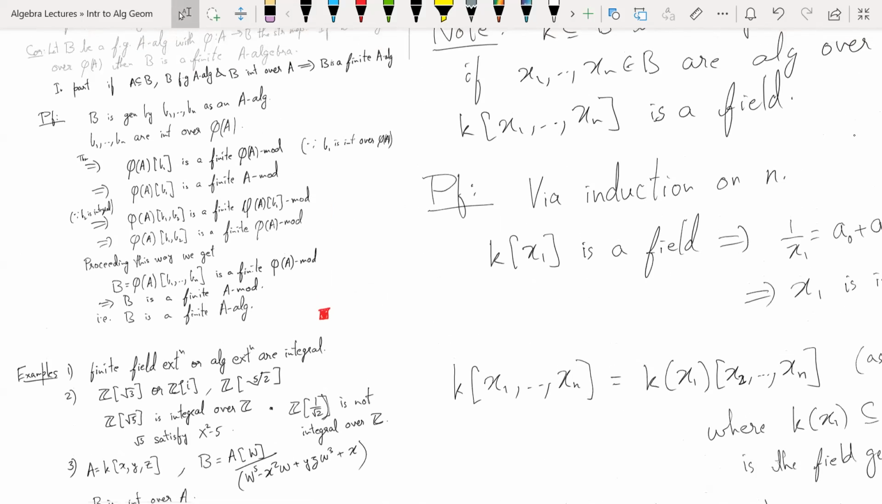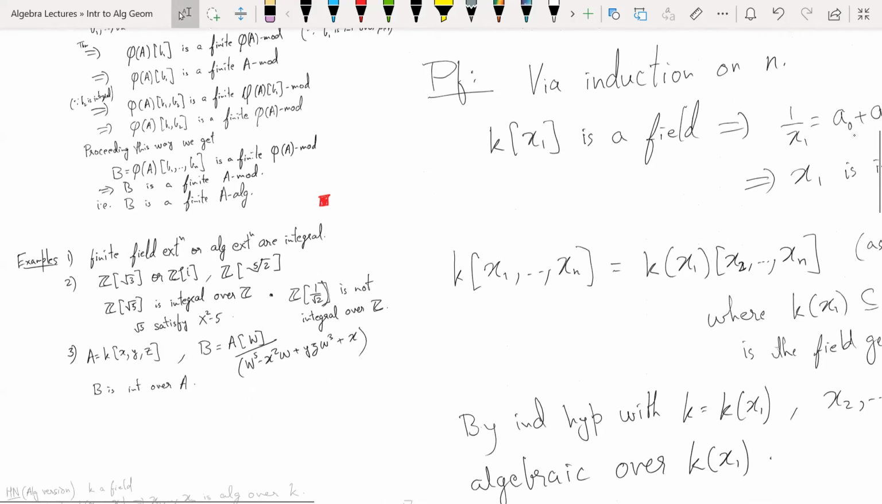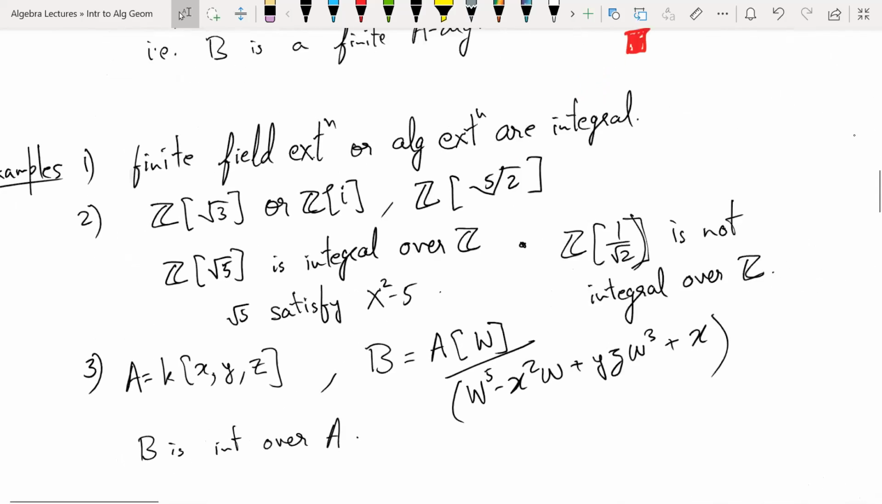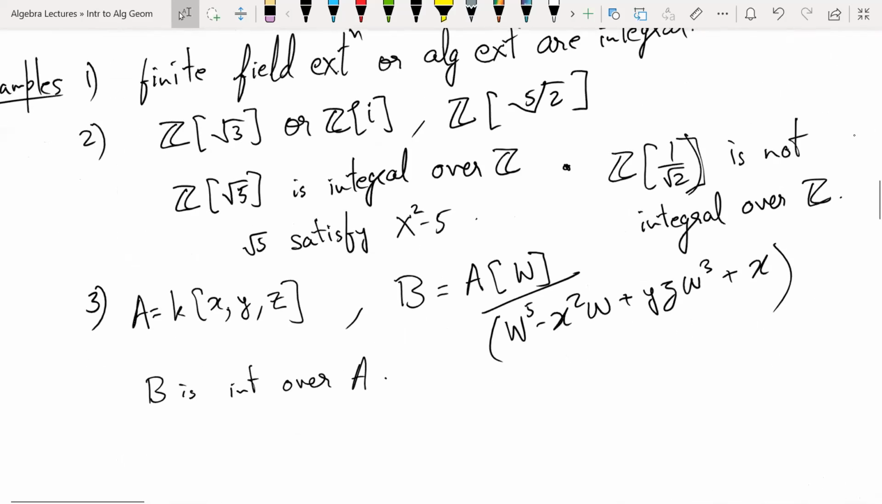Okay. I have a question. What do you mean when you said localization is orthogonal to integral? Orthogonal in the sense that it's a complement. So when you localize something, then it's not going to be integral. Of course, every element of the ring itself is integral. But as soon as I invert something, Z to Z[1/2], this is not going to be integral.